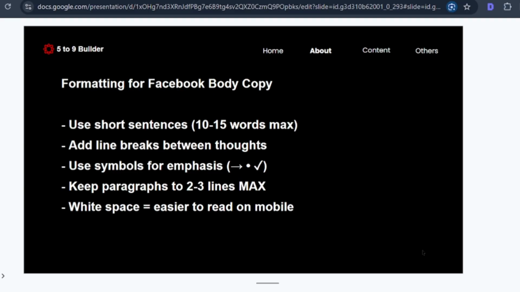You understand? So try giving white space, not on Facebook alone. I've told you, within your blog post as well, on your website. So try as much as possible to keep white space. White space means you have to give spaces within your post.